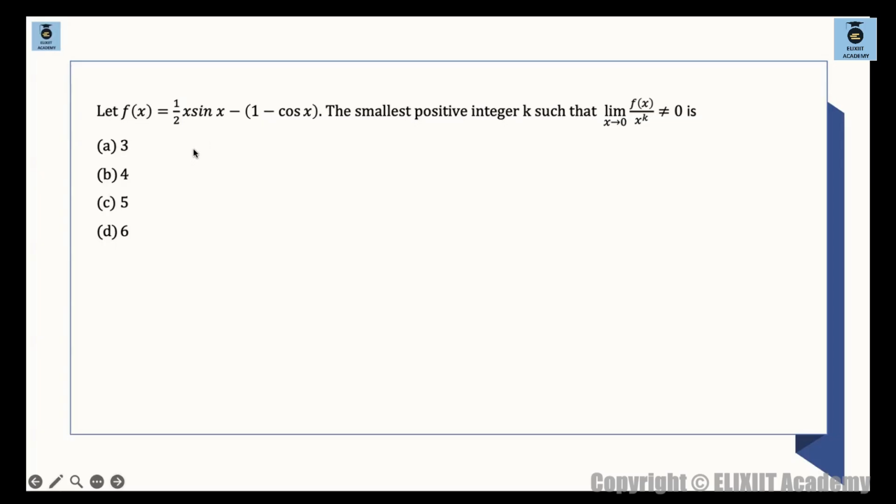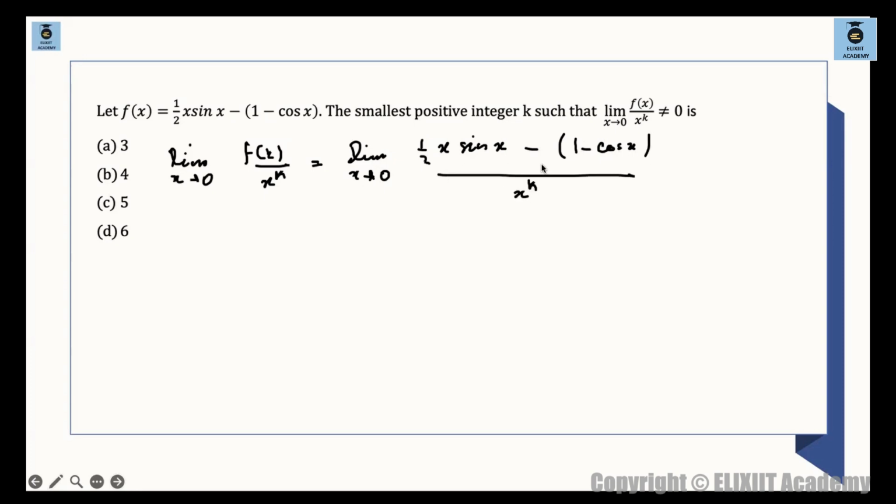So half times of, look at this thing. Limit, ISI loves expansion. So limit x tending to 0 f(x) upon x to the power of k. You can use L'Hopital's rule and try to solve this as well. One of my students did this using L'Hopital's rule. So limit x tending to 0, half times of x sin x minus 1 minus cos x upon x to the power of k.